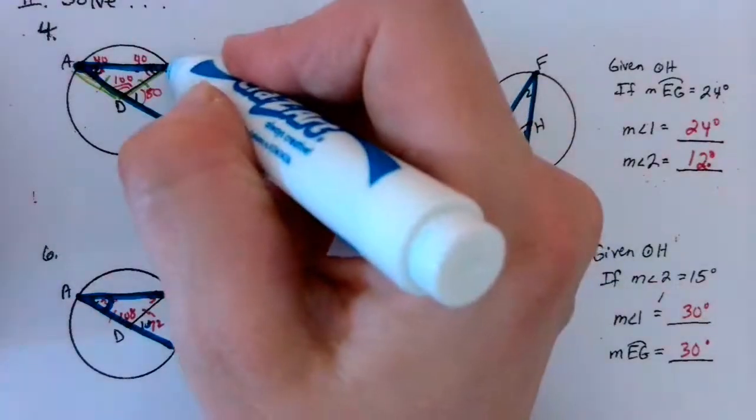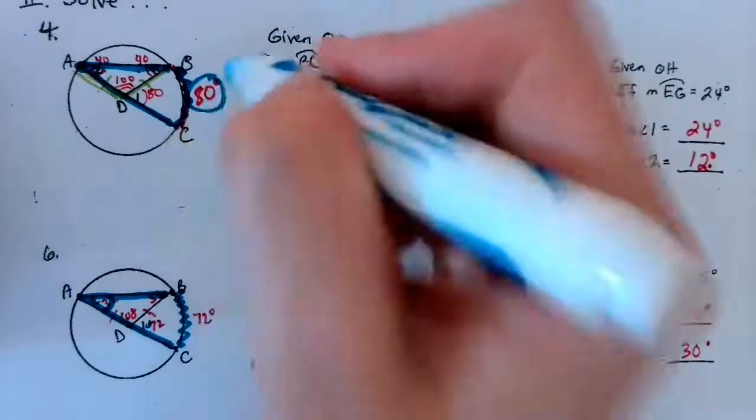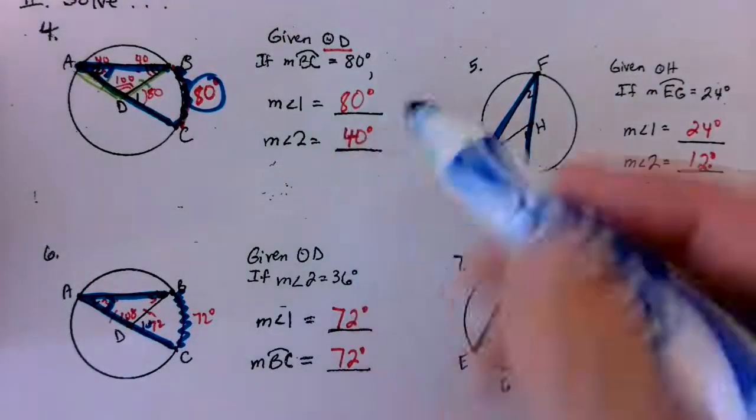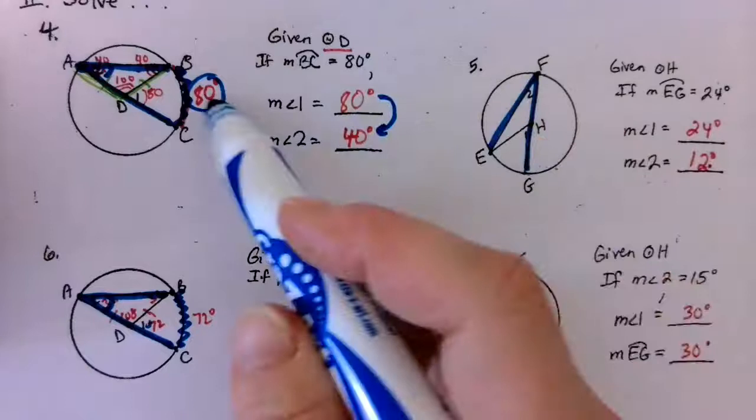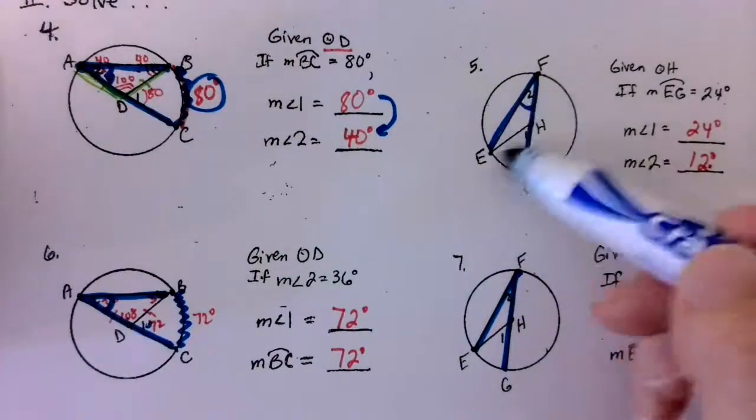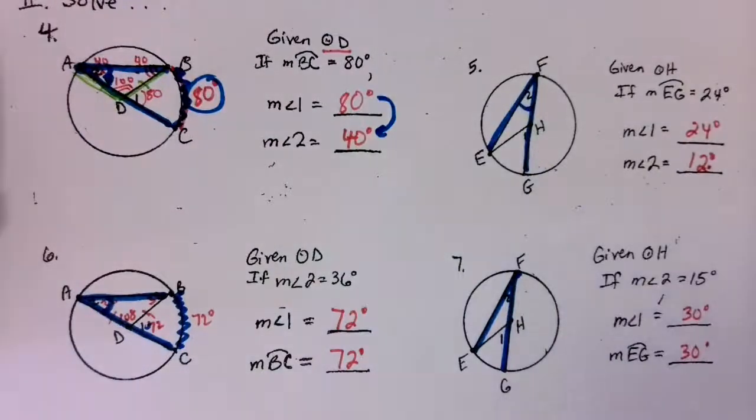Or let's go back to this one. This arc here was 80 degrees, but then that angle ended up being 40 degrees. So we see this distinct relationship that the angle ends up being half the arc. Angle is half the arc. So pause if you need to and just make sure you agree with that.